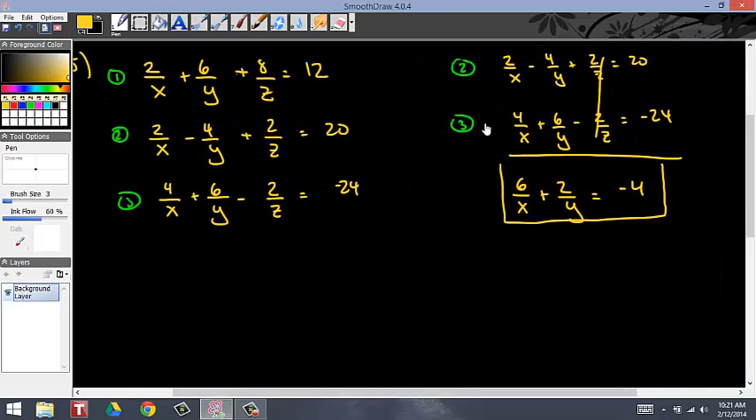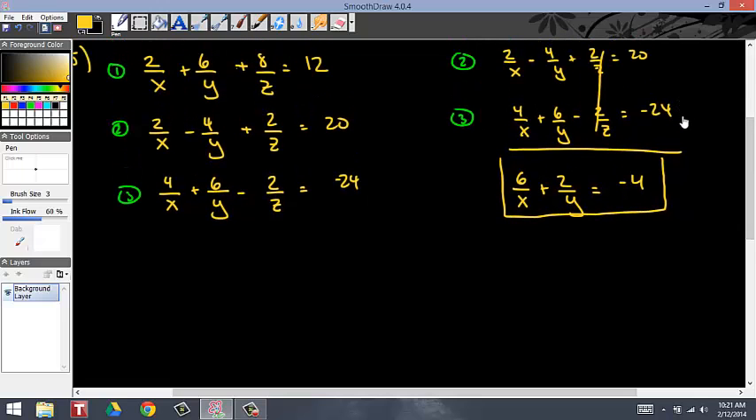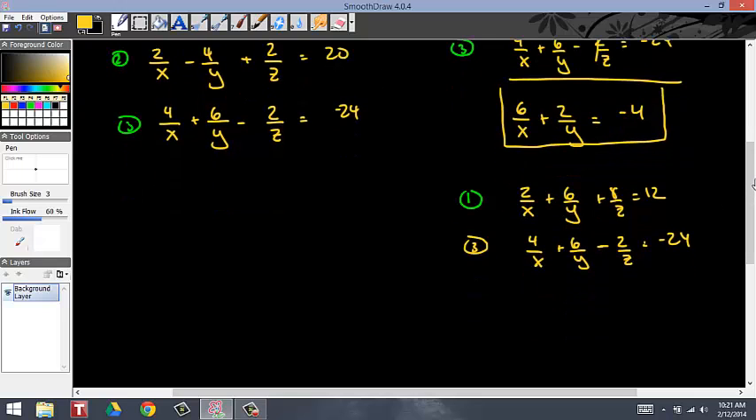Okay, let's do the next one. I'm going to choose to eliminate z again, so I'm going to choose numbers 1 and 3. So this is going to be 2 over x plus 6 over y plus 8 over z equals 12. And then 3, can't change colors there, sorry, 4 over x plus 6 over y minus 2 over z equals negative 24.